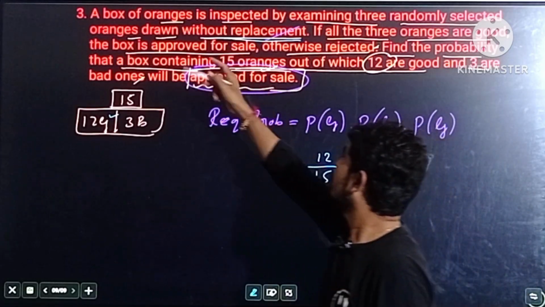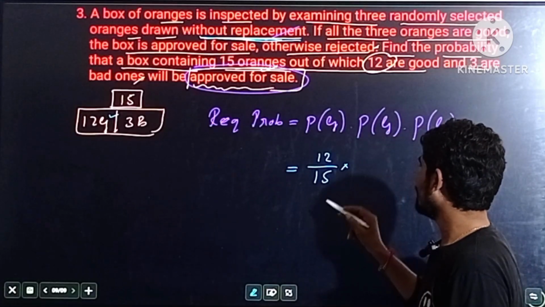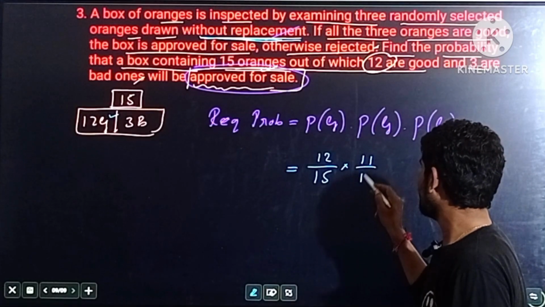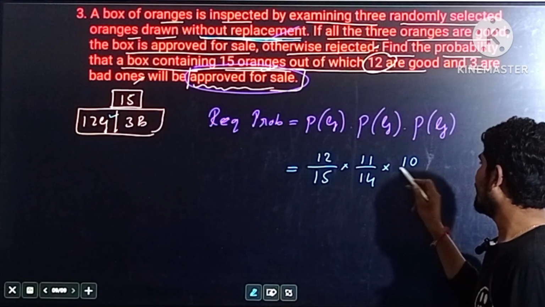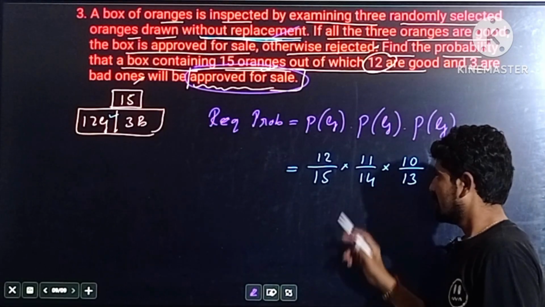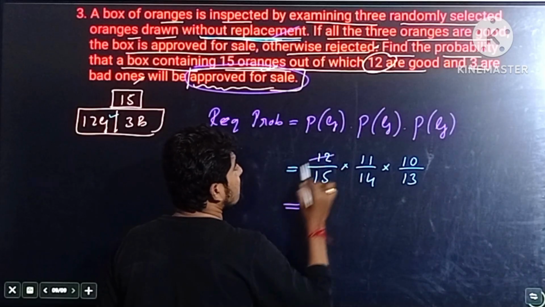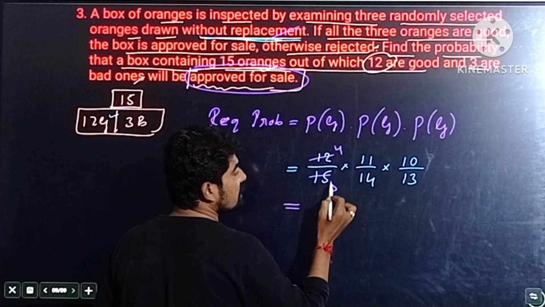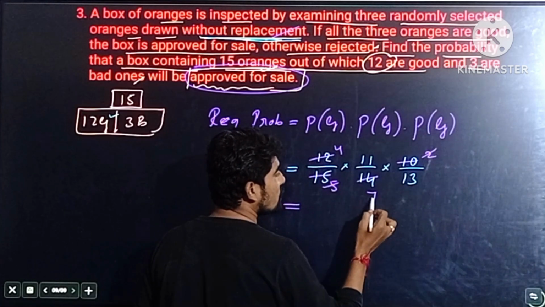Since the experiment is taken in a without-replacement manner, the probability of the second good orange is 11 divided by 14, into the probability of the third good orange, which is 10 divided by 13. Now see here, you can cancel: 3 fours are 12, 3 fives are 15, and so on.